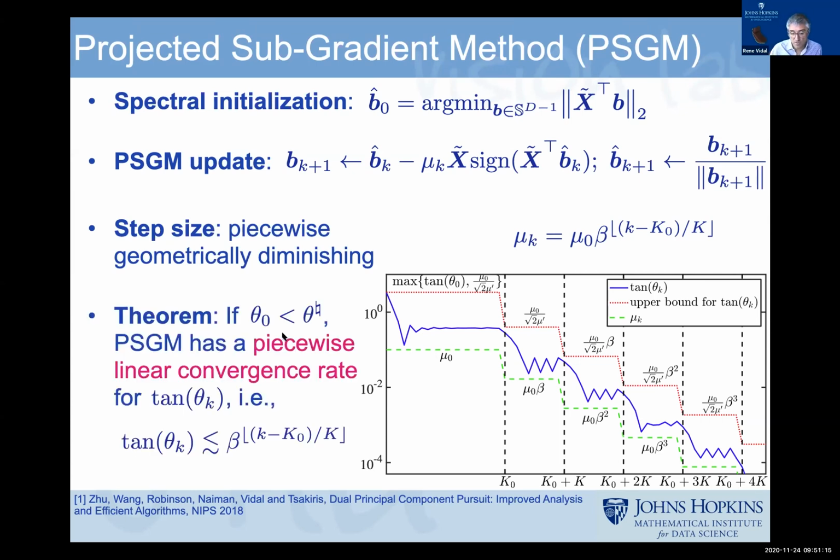Specifically, this is the theorem. If the initial angle between the B vector and the true normal to the subspace is smaller than this theta sharp, and the theta sharp was the same as the one that appeared in the theorem for critical points, and remember that theta sharp is going to pi over 2, so this is a very mild constraint on the initialization, then the projected subgradient method has a piecewise linear convergence rate for the tangent of the angle theta k between your estimate at iteration k and the true normal to the subspace. And this is what the theorem says.